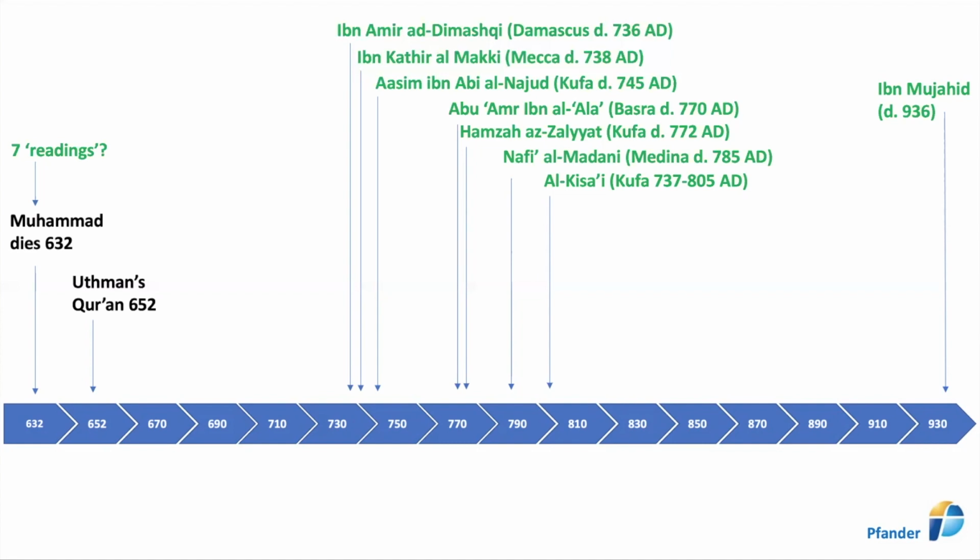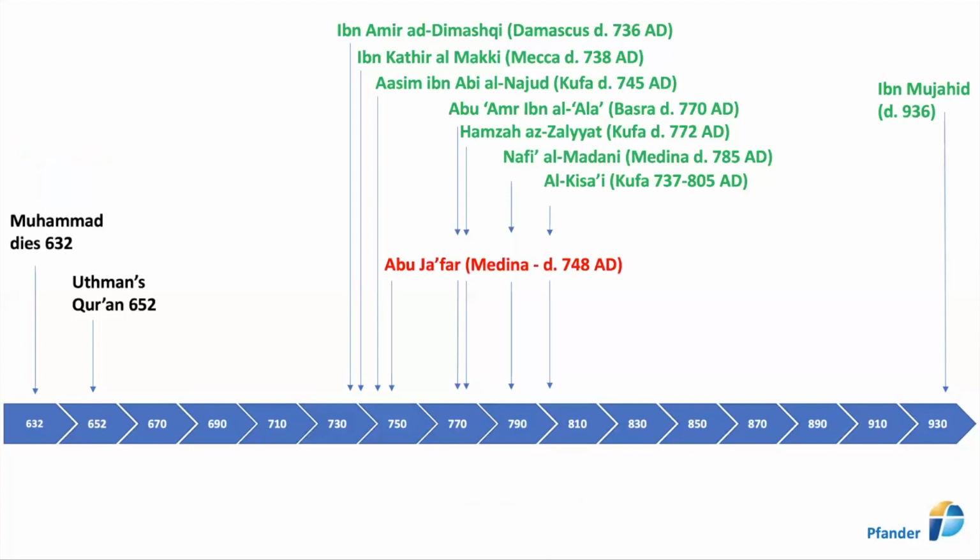They come after 736, 738, 745, 770, 772, 785, and 805. They come after all those dates. Each one of those 7 was given two transmitters, or 2 students of theirs were then chosen, as we're going to see later. Nonetheless, right now we have 7. Okay, these are the 7. Hold on a minute. There's another 3 that were added, weren't there? We know of another 3. Who are the other 3?